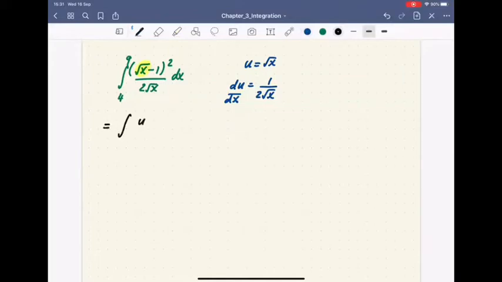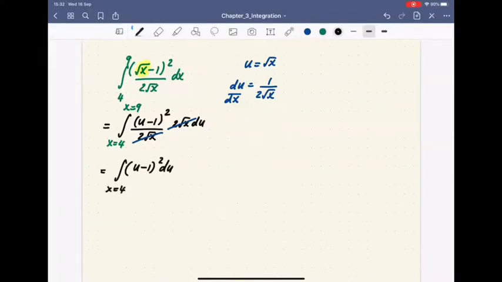If you pick u to be square root x, your integrand switches to the integral of (u minus 1) squared, and then I have dx equal to 2 square root x du, over square root x here. Seems like everything worked perfectly because I can cancel that. And I just keep the bounds as x first, I'm lazy to switch now: x equal to 4, x equal to 9. So then you integrate (u minus 1) squared du.